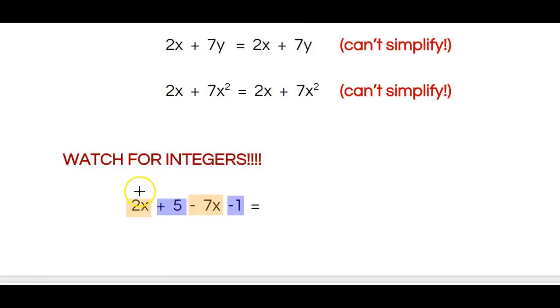So here I have 2x take away 7x, right? So 2 take away 7 leaves me below 0 on the number line. And if you check that on your calculator, that won't give me 5, it'll give me -5. But there's still x's. Okay? Then I have 5 take away 1, and that of course gives me +4, so I'm going to write that as +4. So a couple reminders.